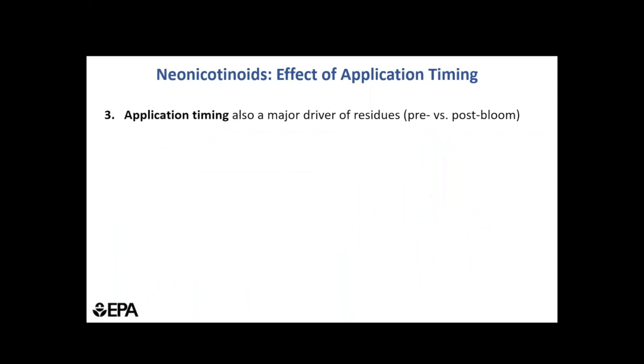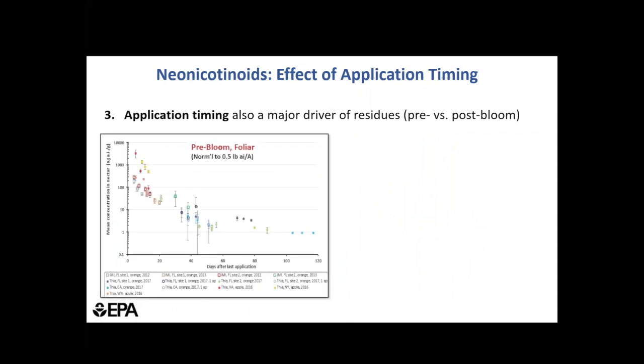Third observation has to do with application timing. We looked at pre-bloom versus post-bloom applications. And the plot on the left is a residue decline profile for various neonicotinoids applied to orchard crops. And you see again that characteristic exponential decline over time. And the residues are approaching about 3,000 nanogram per gram soon after application.